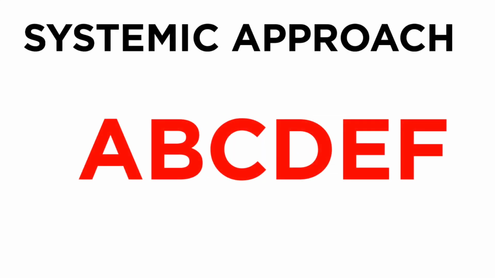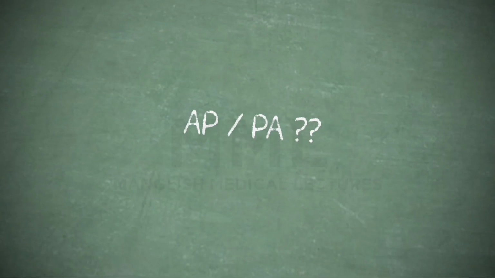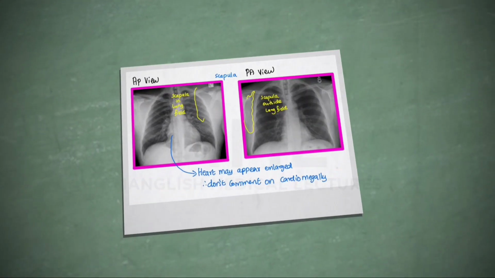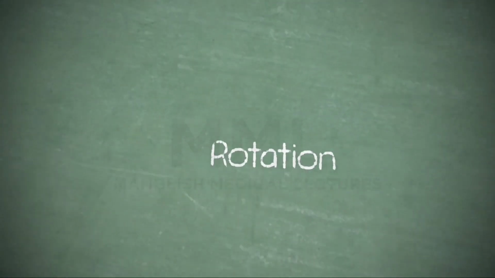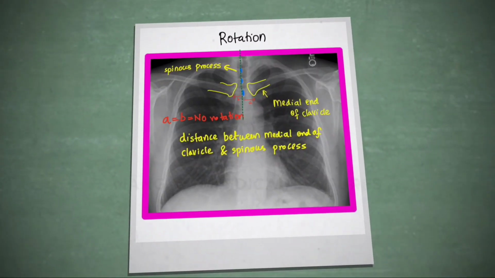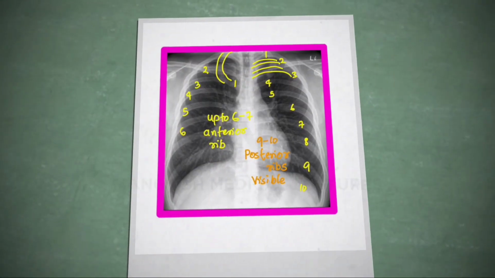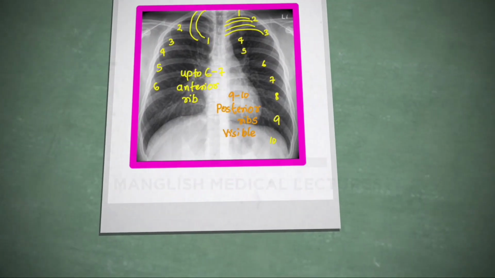So, quick recap: image quality RIPE, then systemic approach A, B, C, D, E, F. So let's quickly finish it off. AP and PA view, that's the first thing you look at. Do not judge cardiomegaly in an AP film. Then rotation, using the medial end of the clavicle and the spinous process. And then we move to inspiration by counting the number of ribs that you can see there.